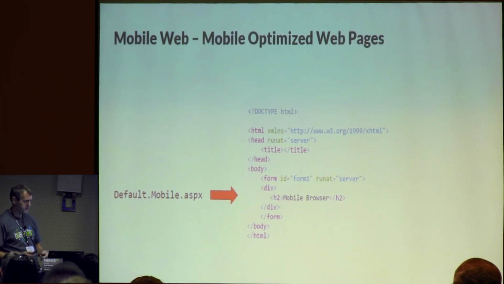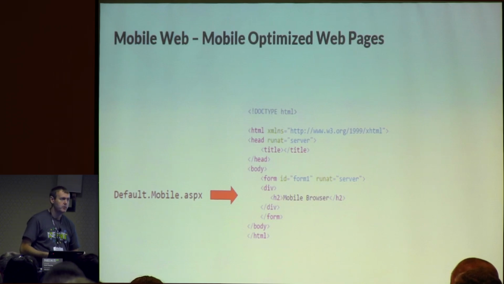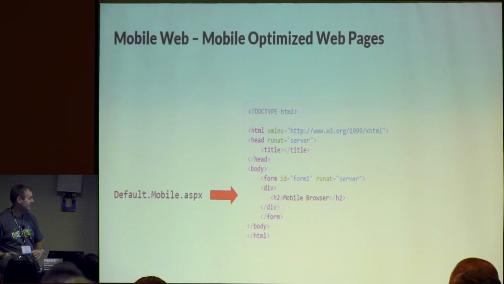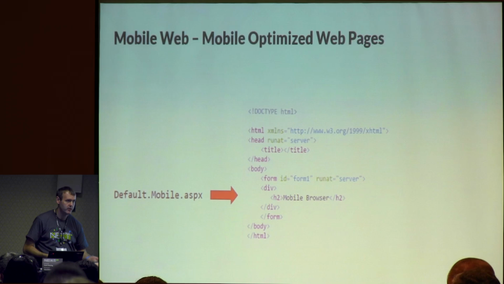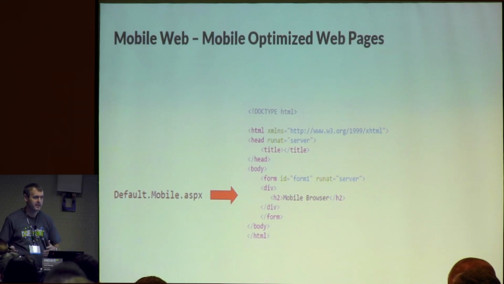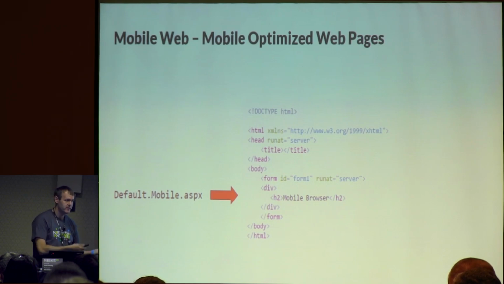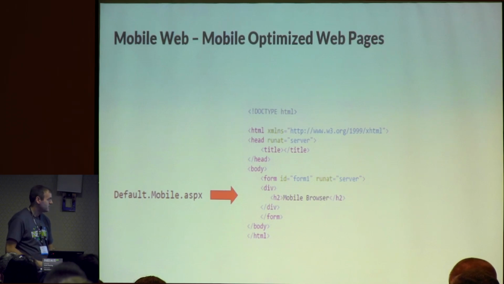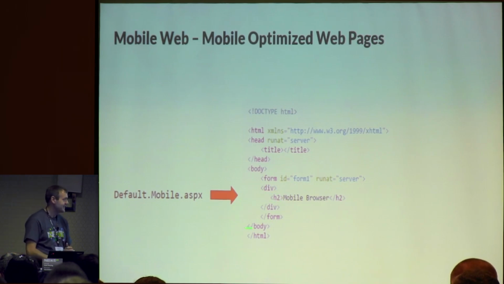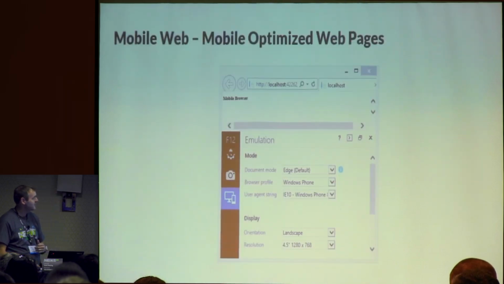The second way that I've seen the majority of developers building this is mobile optimized web pages. As you spin up a new web forms project, you automatically get default.aspx. So from here, if you simply create a new form, you could name it default.mobile, and then it would automatically add the .aspx extension onto your application. In this example, I just wanted to be super cool and add a header tag that says mobile browser, and then I used my favorite browser, which was IE, and showed the emulation in Windows Phone 10, where it displays that.